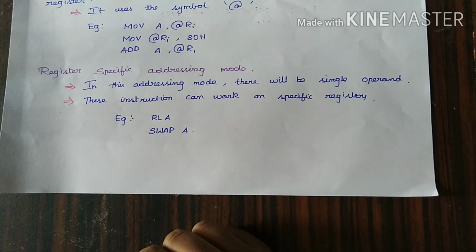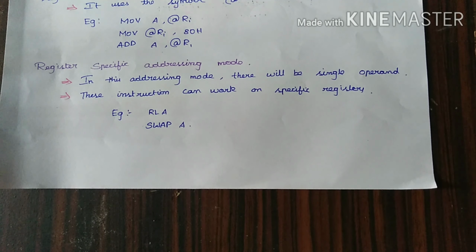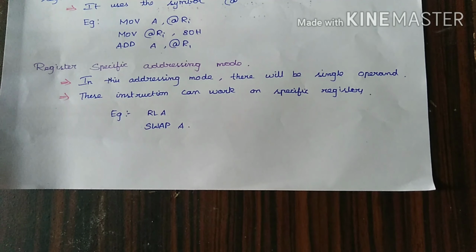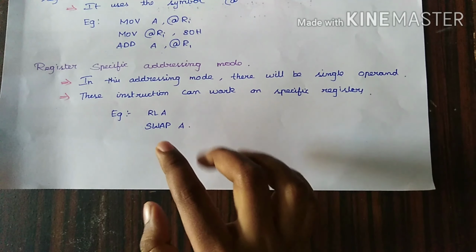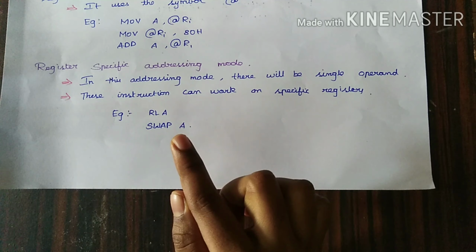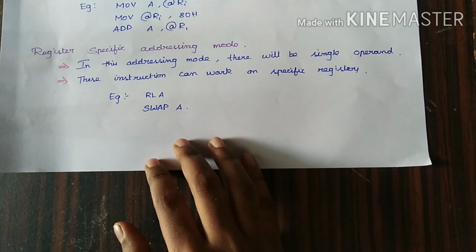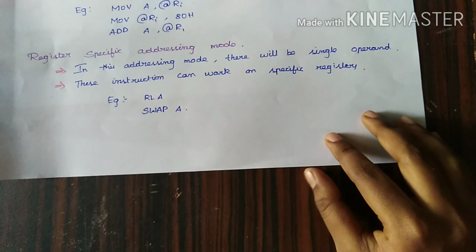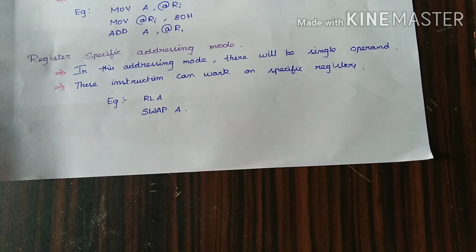The next one is register specific addressing mode. In this addressing mode, there will be a single operand, and these will work on specific registers like accumulator or DPTR, etc. We have instructions like RL A. This instruction is rotate left accumulator. This will rotate the contents of the accumulator to the left. And the next one is SWAP A. This instruction swaps the nibbles of the accumulator. We have other instructions like CPL A, and in this addressing mode, that will complement the contents of the accumulator.